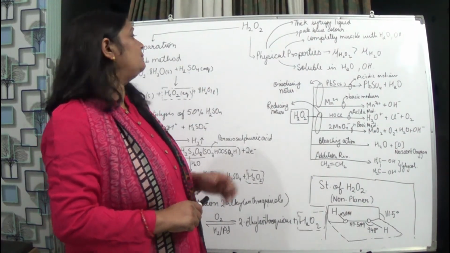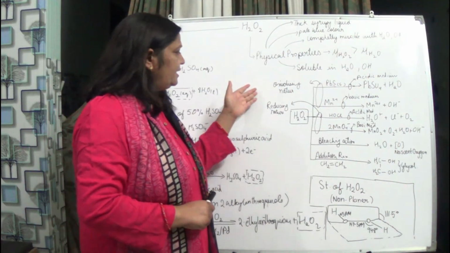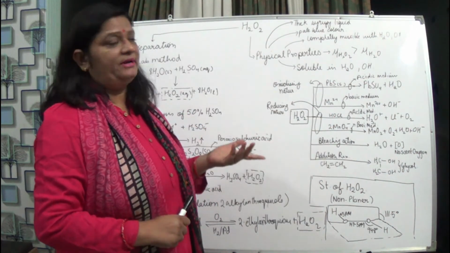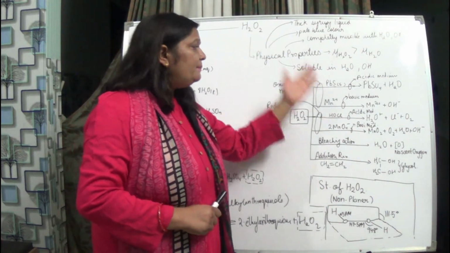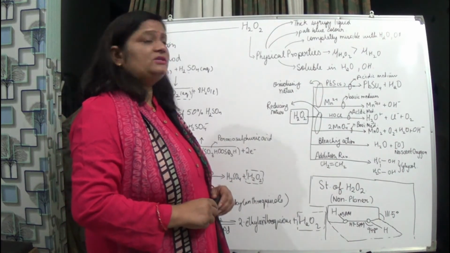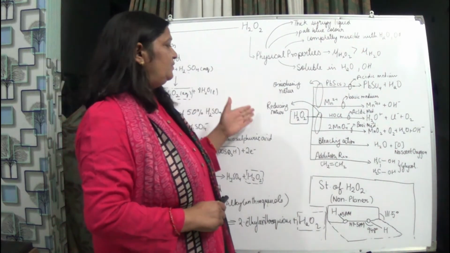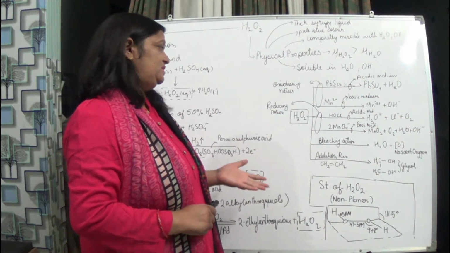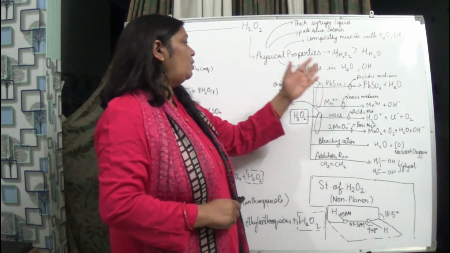Now coming to the chemical properties of H2O2, hydrogen peroxide. It has got oxidizing nature and also reducing nature, whether the medium is acidic or basic. In acidic medium it has oxidizing and reducing nature, and in basic medium also it has both. So both characters, oxidizing nature and reducing nature, we can see in acidic as well as basic medium. You can see the examples or reactions written over here.